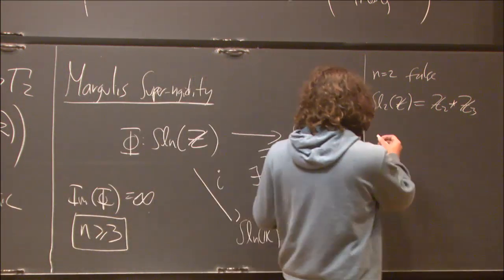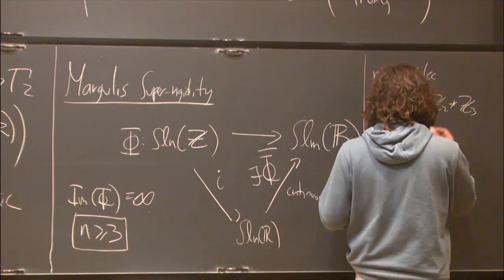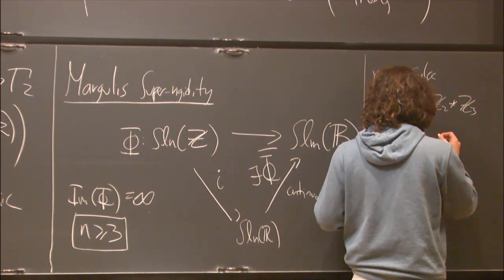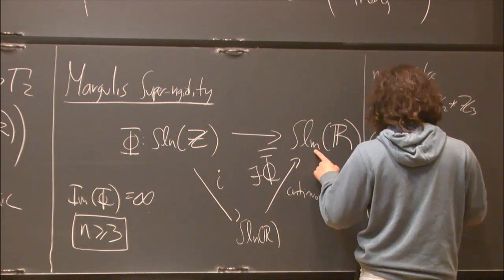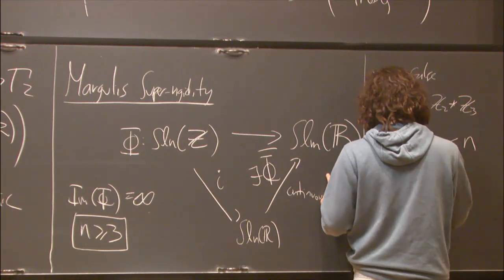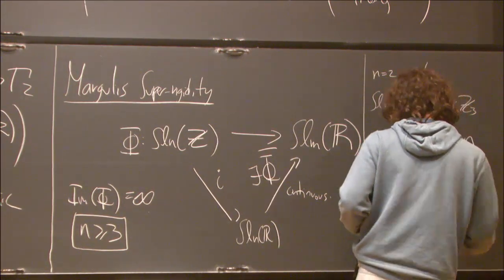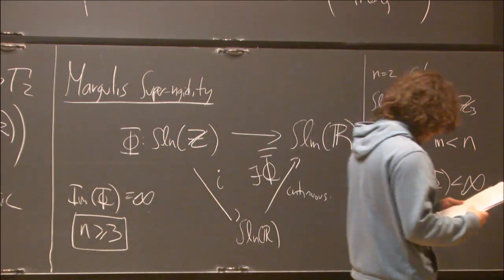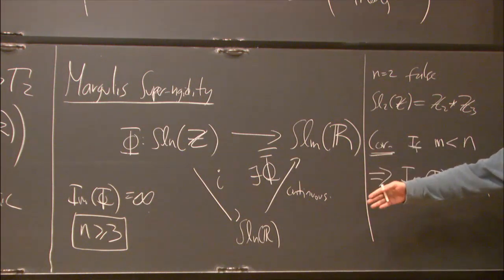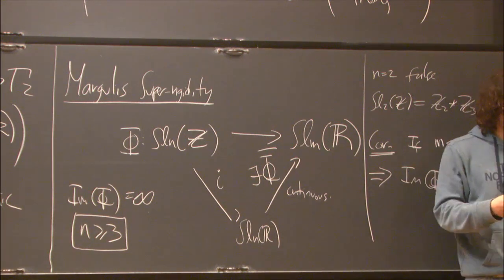So okay, a corollary of this is that if m is smaller than n, then the image is finite. Okay, the image is finite. And in the case of equality, well, it's just given by a conjugation by the usual inclusion.